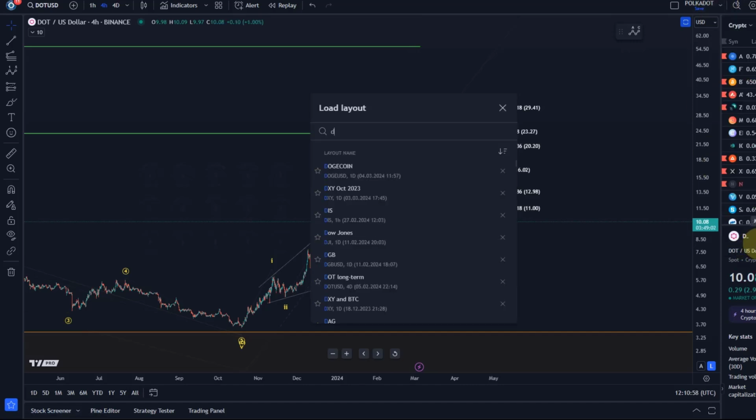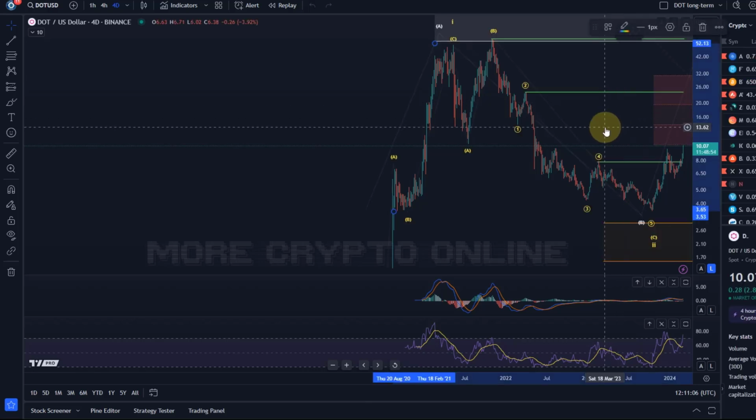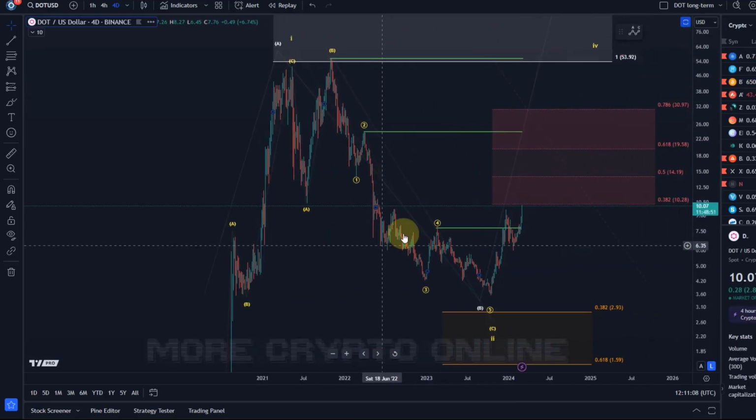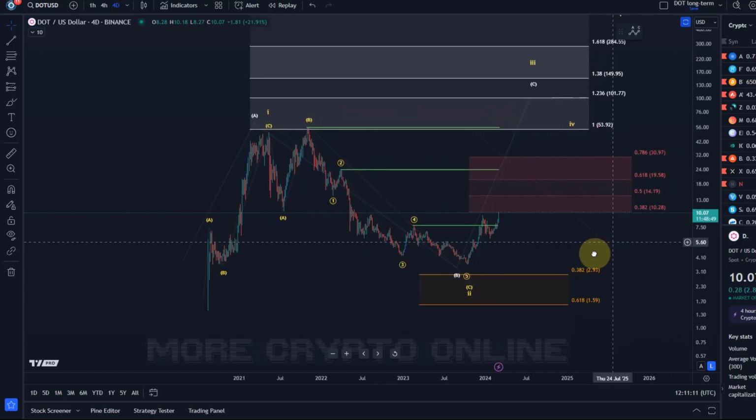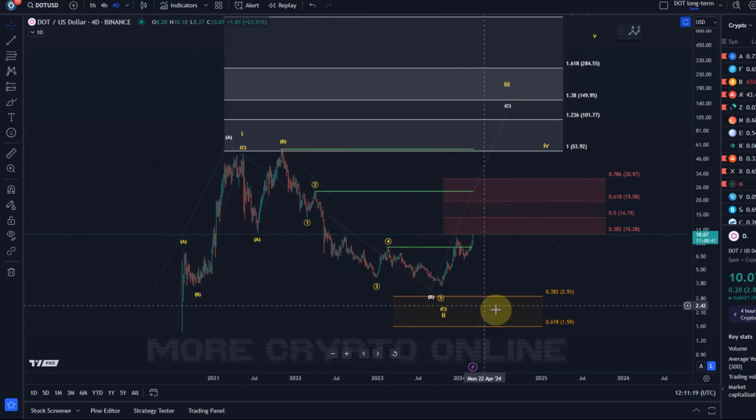Now let's take a look at the bigger picture. So the DOT long-term chart. Might need to shift a few things around. Let's just double check that. No, it's all good. Looking at the bigger picture, I'm tracking here a potential 1-2 setup. Again, it also leaves a lot of room for interpretation, but it did hold the long-term support.